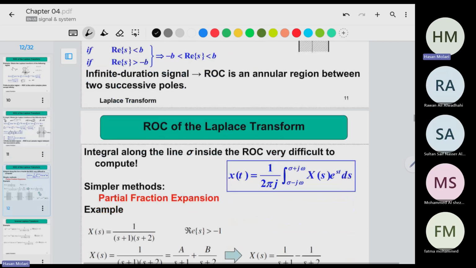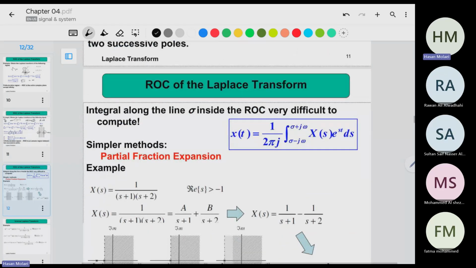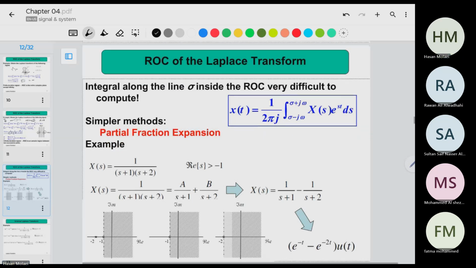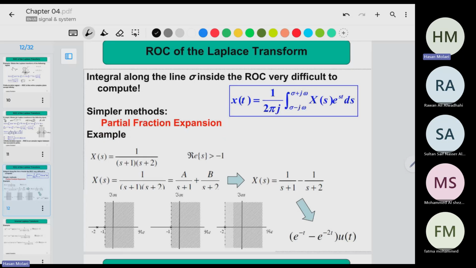We saw for the Laplace inverse, we can use this integral, which is not easy to use. So we usually use partial fraction expansion, or other Laplace transforms that we already know, to find the Laplace inverse. For example, if we had a Laplace transform like this, we can easily separate the fractions.